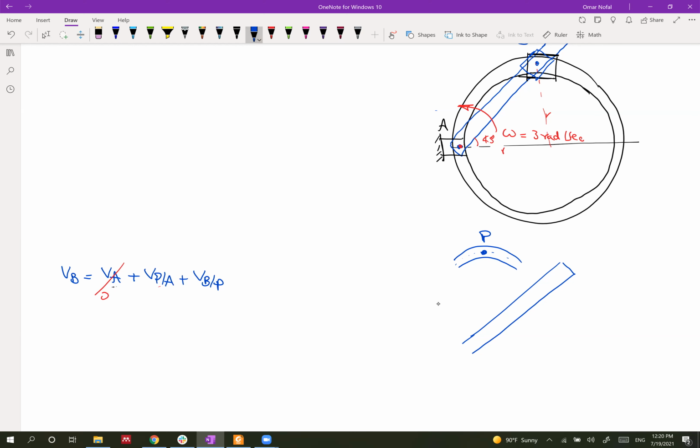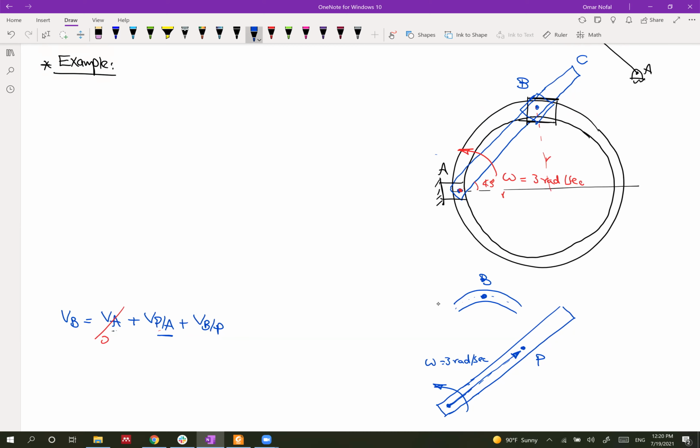we consider that point B is on this bar and point C is on the ring, and knowing this, we will be able to have an R like that, and knowing that this bar is moving with this omega and rotating about this, and the omega is equal to 3 radian per second, I will be able to get VB with respect to A.